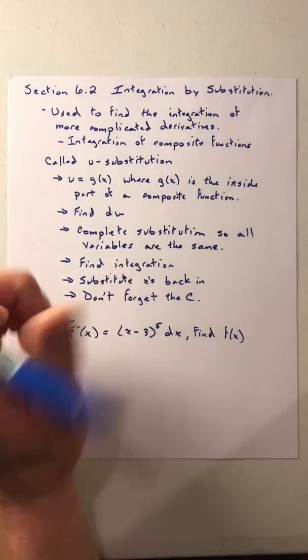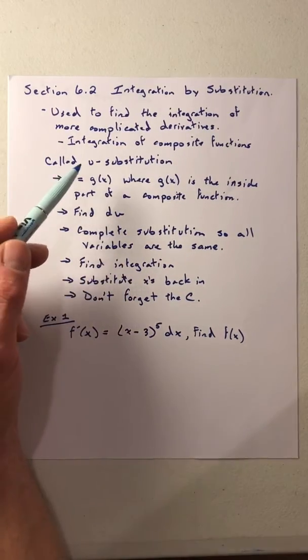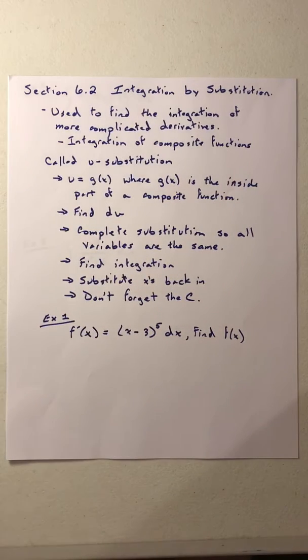So we call this u substitution. We're going to let u equal some function. Normally it's the inside part of a composite function. We're going to find du by taking the derivative of that u substitution that we did. We're going to complete a full substitution, which I'll show you in a second. We're going to find the integration, substitute our x's back in, and then we really don't want to forget that c, unless it's an initial value problem, which we'll be able to find the c later on.